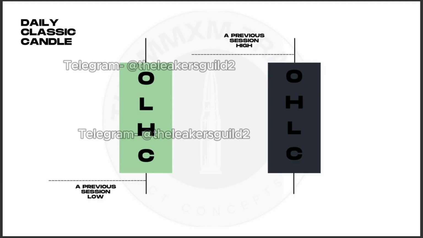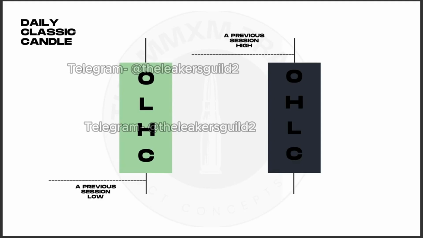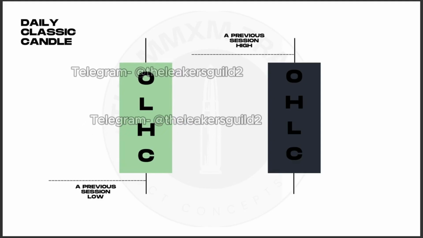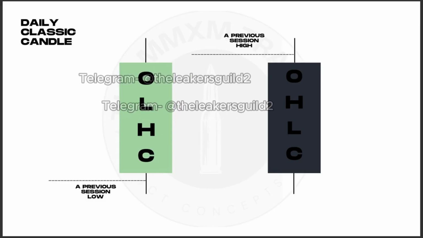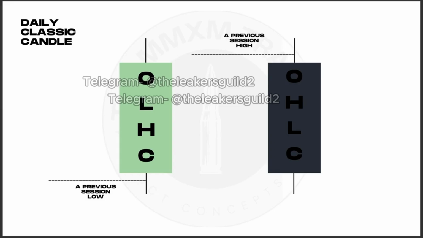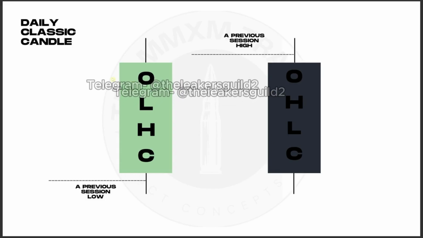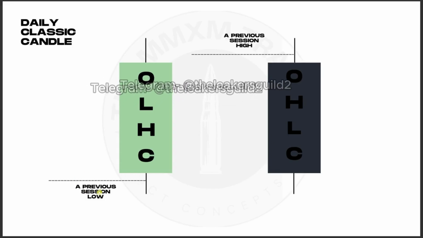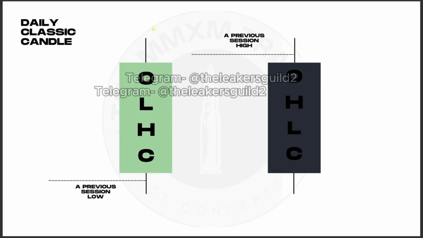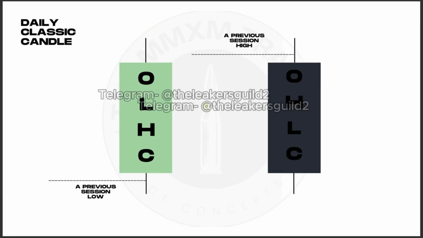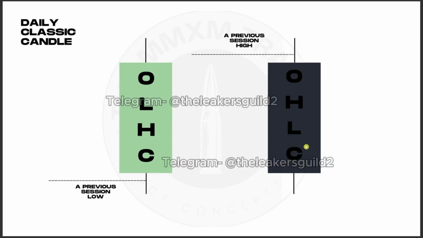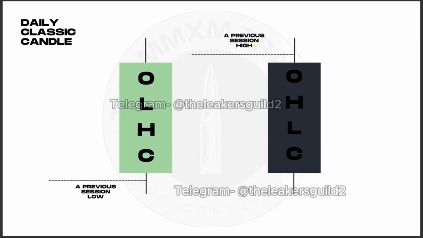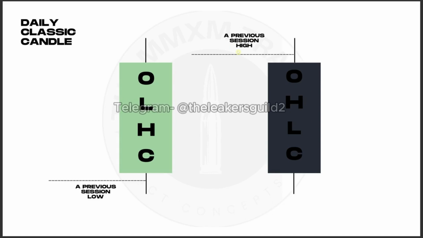So over here we've got a depiction of an open-low-high-close candle and an open-high-low-close candle, and we're going to be focusing on that classic candle, right? The daily classic candle. So we have a classic buy day candle over here, taking out a previous session low and then expanding up higher. And for a classic sell day, we've got a bearish candle, which is an open-high-low-close, right? And we're taking out a previous session high with that candle.